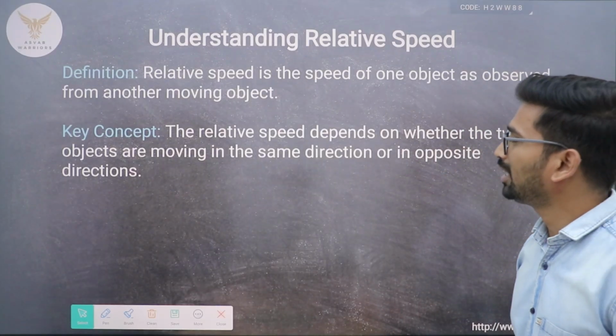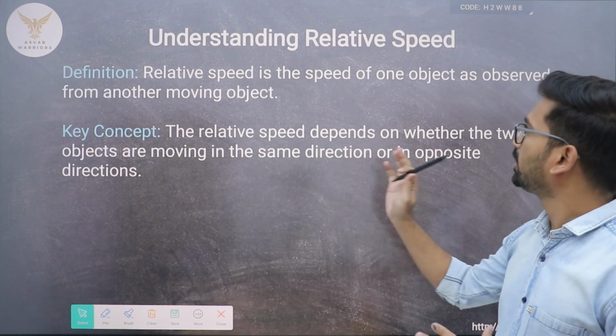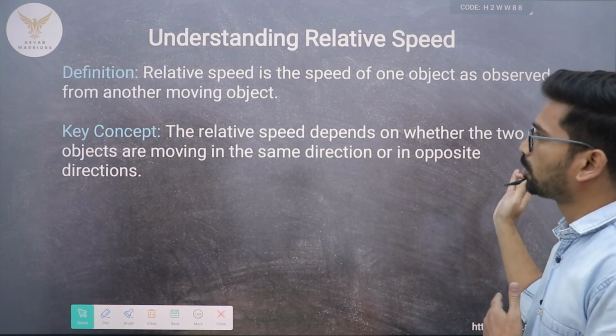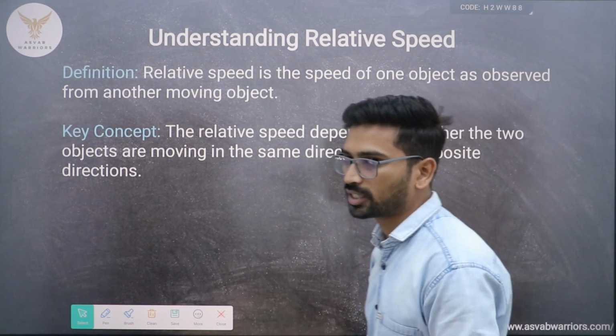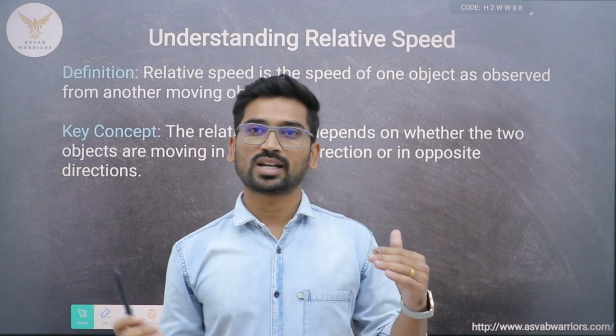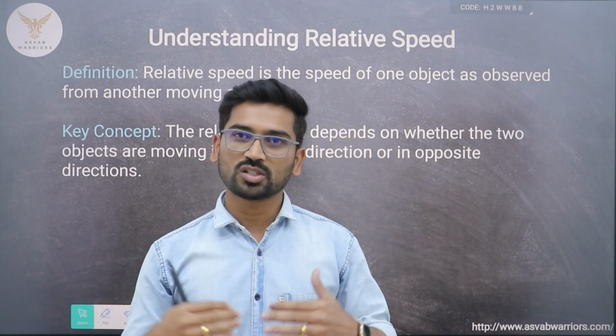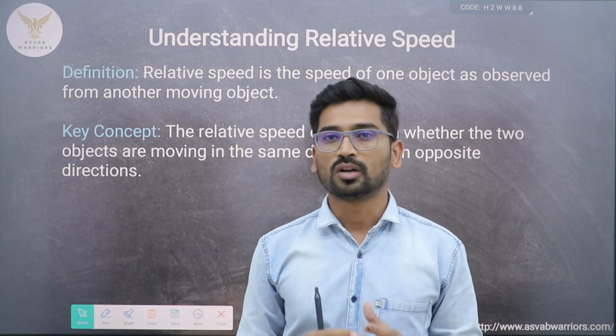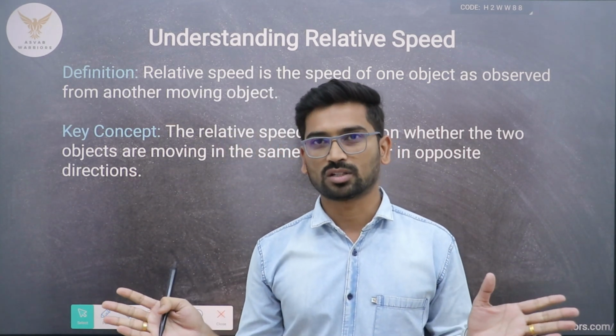The definition of relative speed is: the speed of one object as observed from another moving object. Let's say there are two vehicles or two objects, when they are approaching towards each other or moving away from each other.